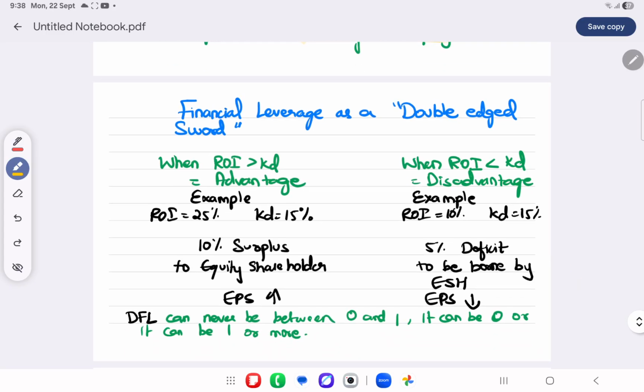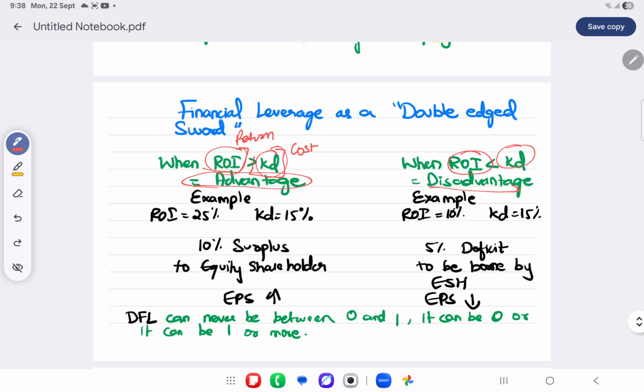Now, when we are employing fixed cost funds, then we need to compare the cost with the benefit. So, we have a return on investment, with cost of debt as the cost. Definitely our return on investment should be greater than cost of debt. That would be an advantageous position. If it is less than the cost of debt, it would be a disadvantageous position to use debt financing.